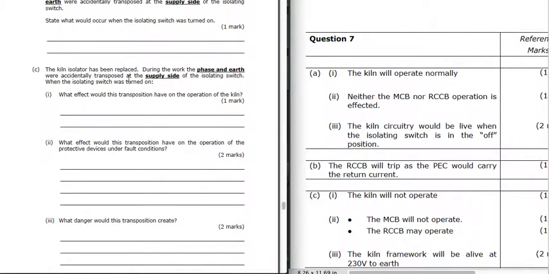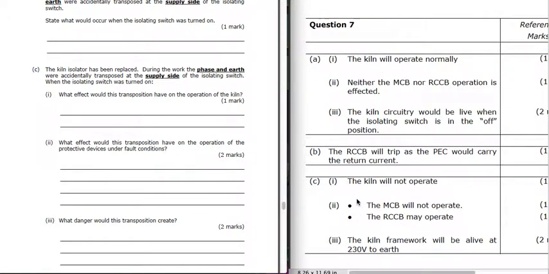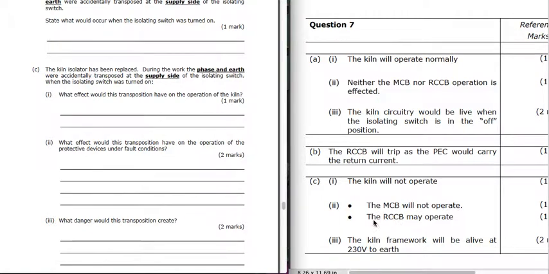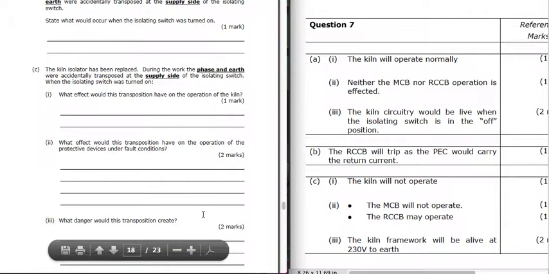The kiln isolator has been replaced, and during that work the phase and earth were accidentally transposed at the supply side of the isolating switch. So what's going to happen now for C? We've lost the phase to the kiln now, because now we've got the load of the kiln connected to the earth. So the kiln's not going to operate. What about the protective device? The MCB won't operate. The RCCB may operate. I'd have to have a further think about that one. I think it would operate.